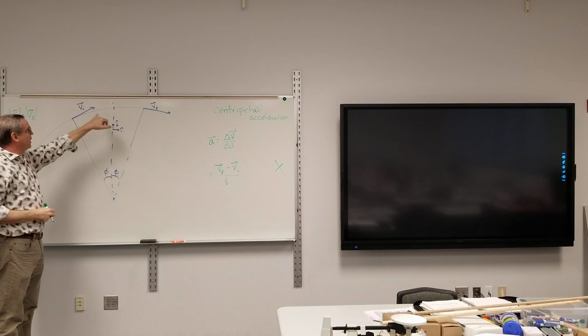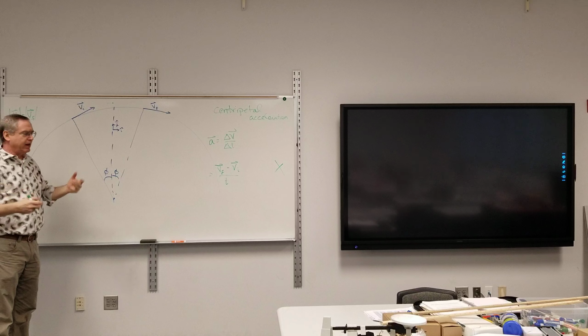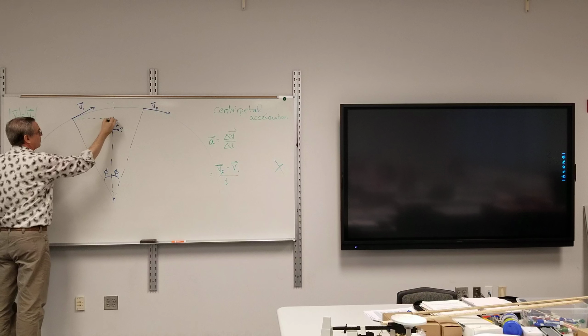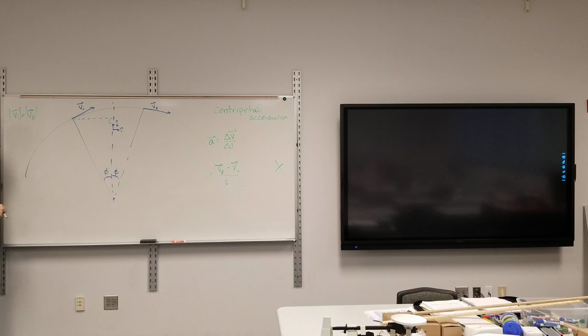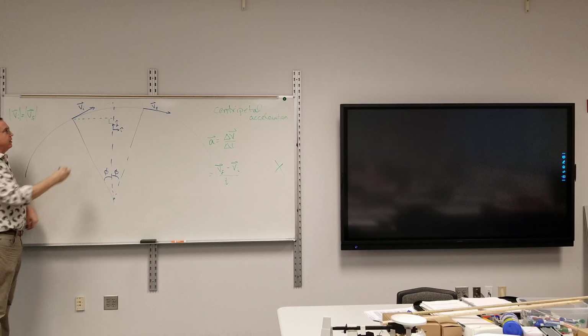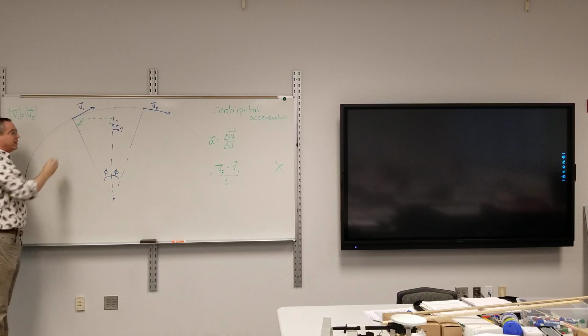I need to figure out what VF and VI are in terms of i hat and j hat. Well, if I create a right triangle there, if this is a right angle and this angle here is phi, this angle right here must be the complement.